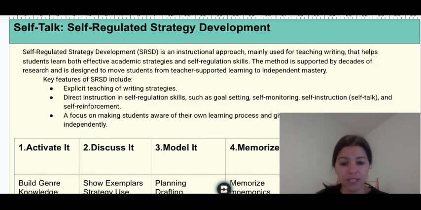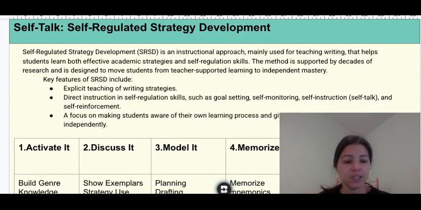Key features of SRSD include explicit teaching of writing strategies. We cannot assume that our students already know how to do these things. If we are not consistently seeing these strategies and tools being used in their writing, they need support with it. They need direct instruction and self-regulation skills such as goal setting, self-monitoring, self-instruction or self-talk, and self-reinforcement. And then just a focus on making students aware of the learning process, right? And making sure that we're giving opportunities for them to apply their new learning to their writing.